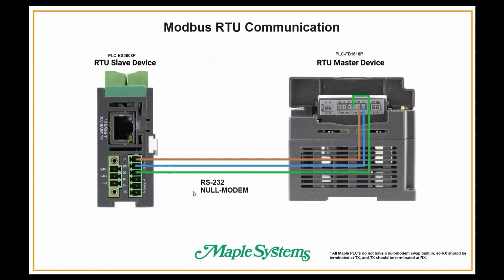When you are wiring for RS232, all Maple PLCs do not have a null modem swap built in. The term null modem means that a cable is specifically designed to allow direct communication between two serial devices by using RS232 communication ports, and for this to happen, the transmit, which is TX, and receive, which is RX, pins of the serial connectors are flipped. So TX connects to RX and RX connects to TX. So you can see that TX goes to RX, RX goes to TX, and of course ground goes to ground.